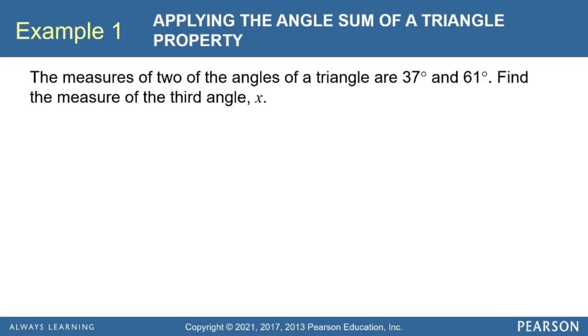So here we are at example 1, and this says the measures of two of the angles of a triangle are 37 degrees and 61 degrees. Find the measure of the third angle x. Now I know you could probably solve this one mentally and you don't necessarily need a diagram, but it's a good idea to get into the habit of drawing the triangle for yourself.